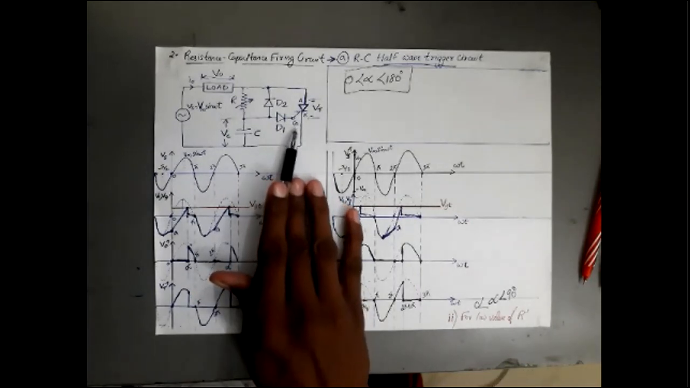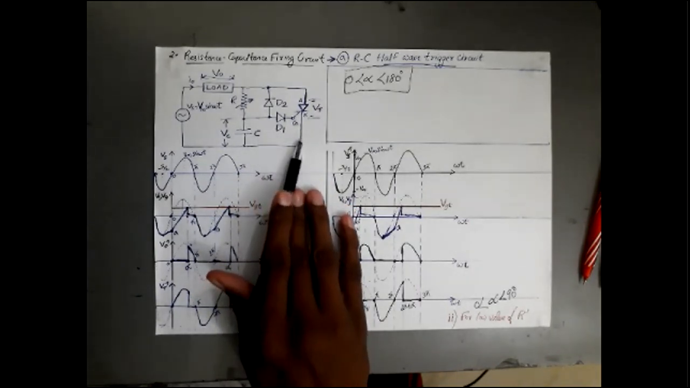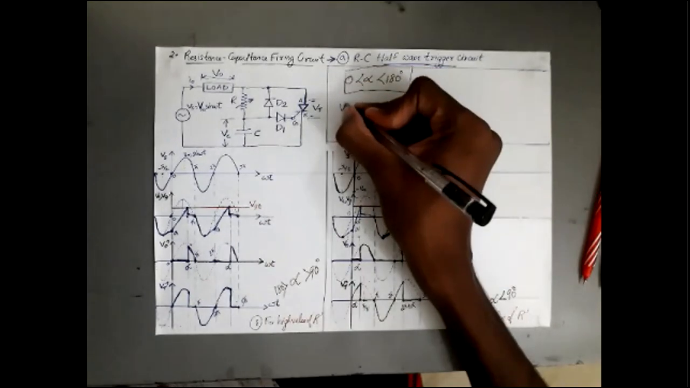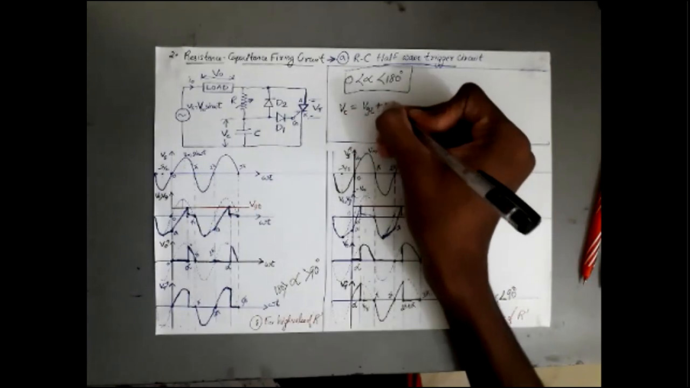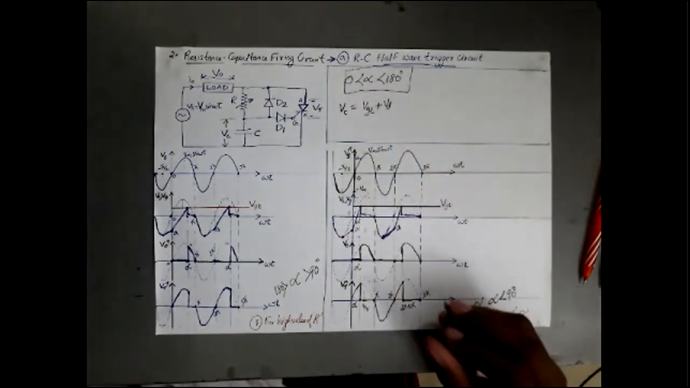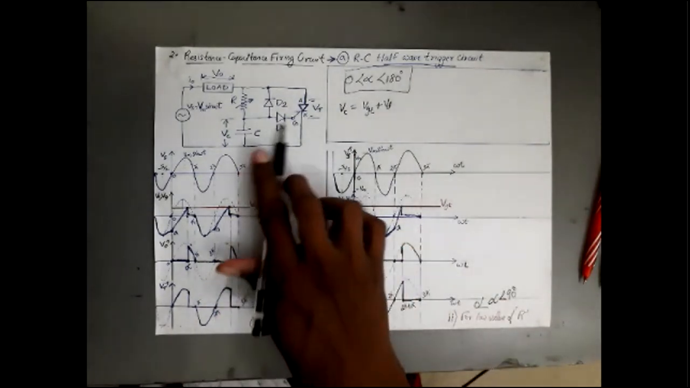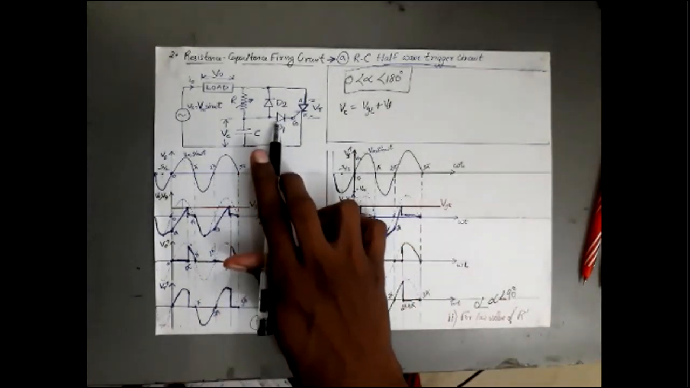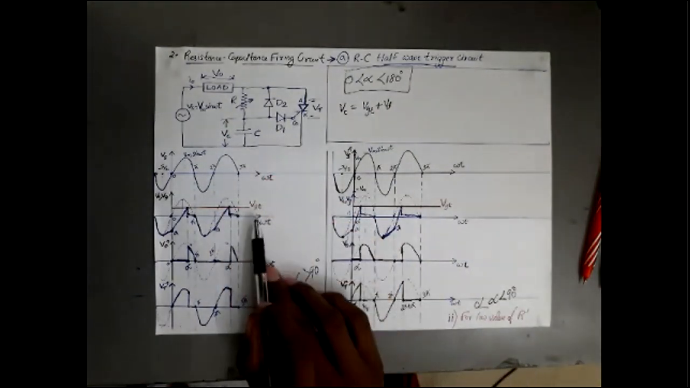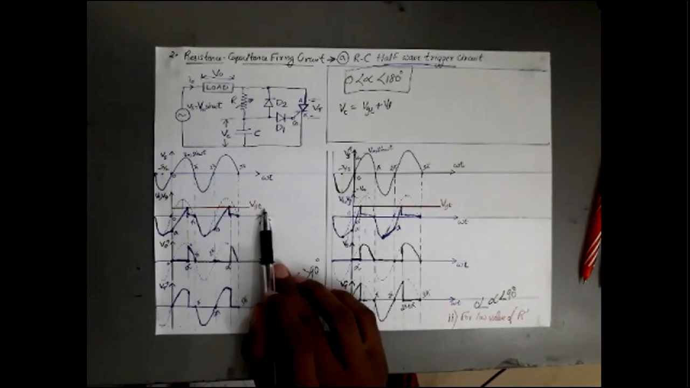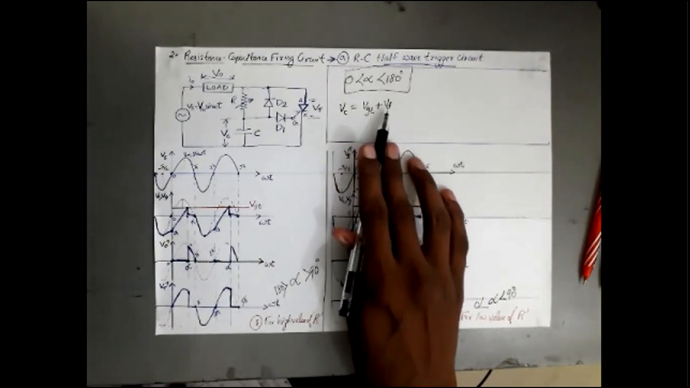But in the practical case, my Vc should be equal to VGT plus VD. VD means the voltage across my diode. Practically, there will be a voltage drop across my D1. So that voltage should also be considered. So VC should be equal to VGT, that is the minimum gate voltage required to trigger my SCR, plus the diode voltage. VC should be equal to VGT plus VD.